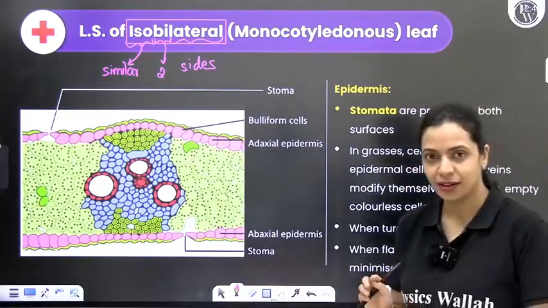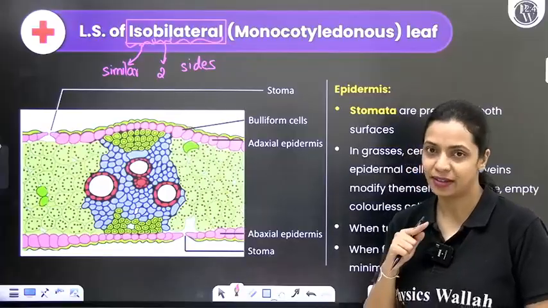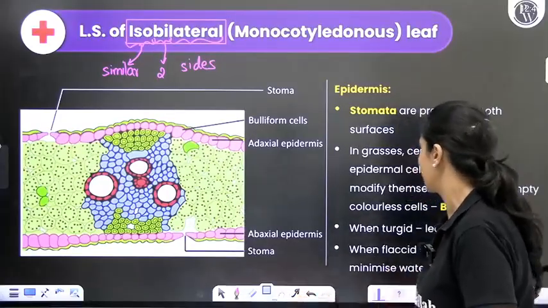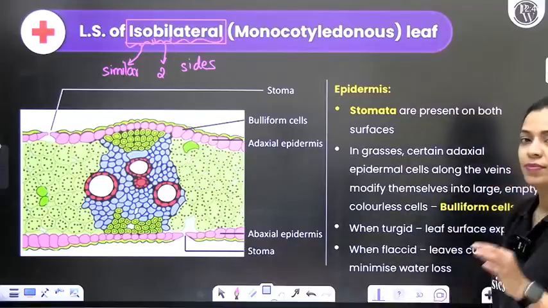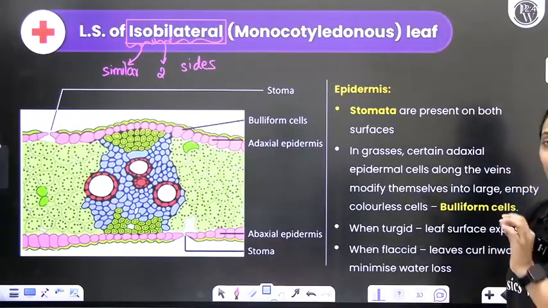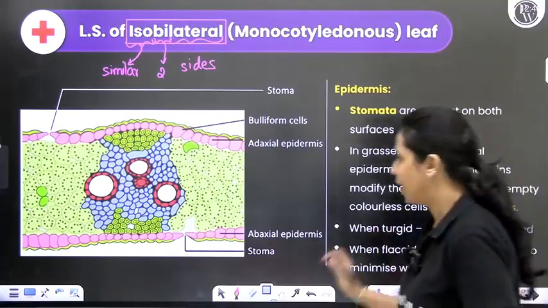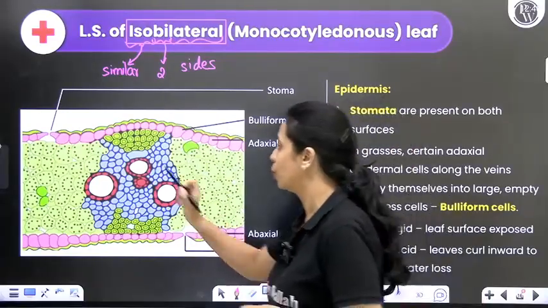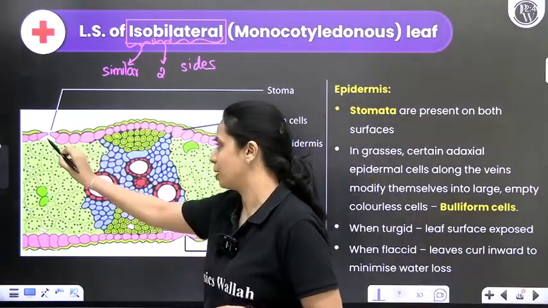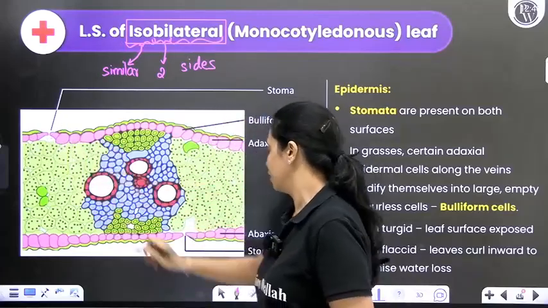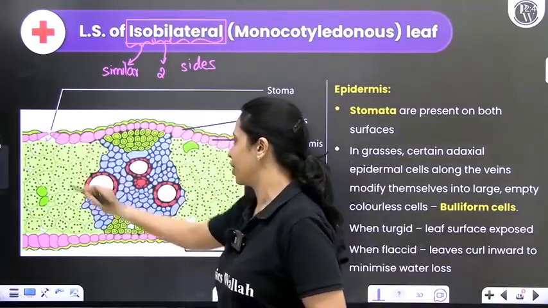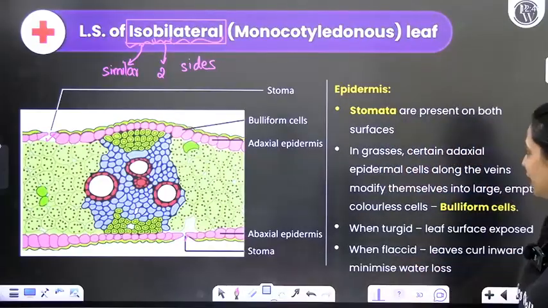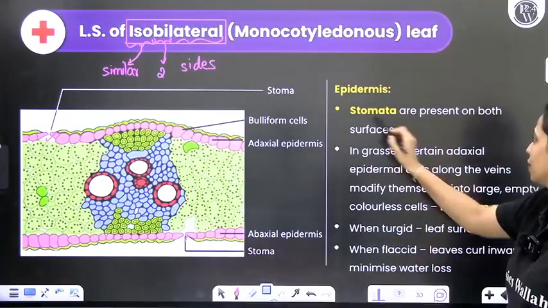Now, over here in the epidermis, you will find a single layer of parenchymatous cells as always, and stomata also will be present, cuticle also will be present. Stomata are present in nearly equal numbers on both adaxial as well as abaxial epidermis. You see stomata here in the upper epidermis as well as in the lower epidermis. So, stomata appear nearly equal in number in both surfaces.